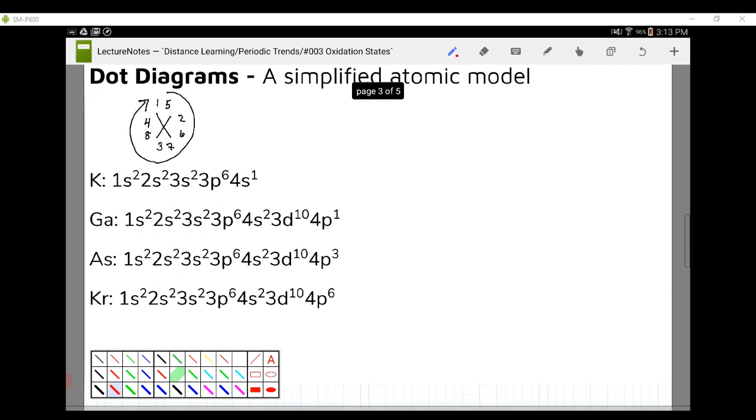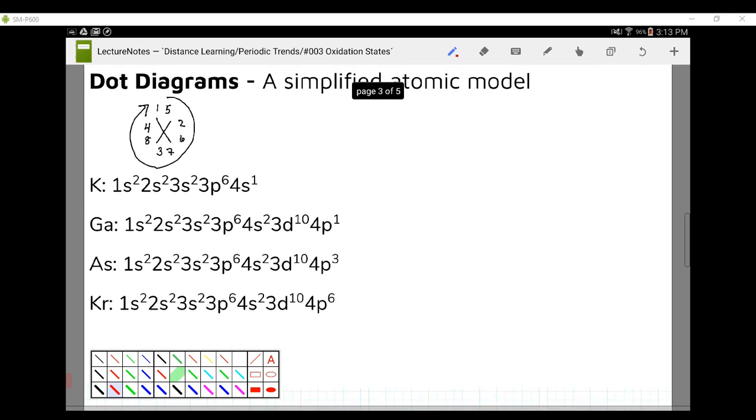Now, when it comes to doing bonding, we're going to use a model similar to a Bohr model, but it's a little bit more simplified. It's called a dot diagram, or sometimes called a Lewis dot diagram. And these are something that you most likely have drawn in biology before, where in the center of our diagram, we have the element symbol. Here I put the letter X just to represent any element. But if this was potassium or gallium or any of these examples here, you would have that element symbol directly in the middle of that diagram.